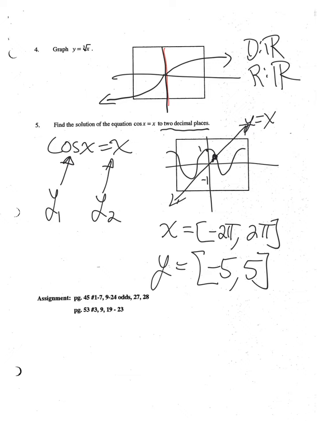You're looking for the intersection, so using your calculate menu, you should be finding that intersection when x is equal to 0.74. Of course, at that point, y is also equal to 0.74 because you've got the equation y equals x for your second.